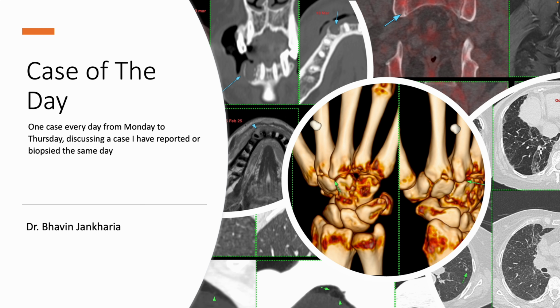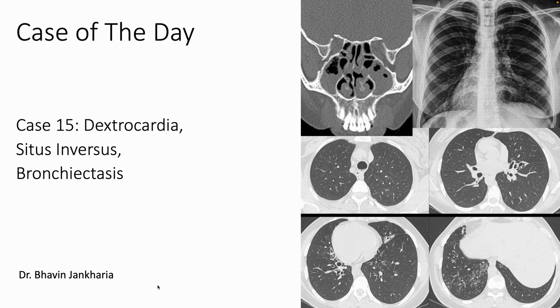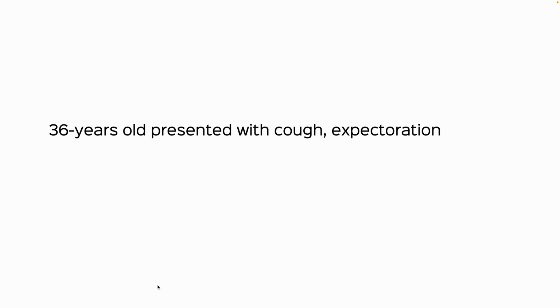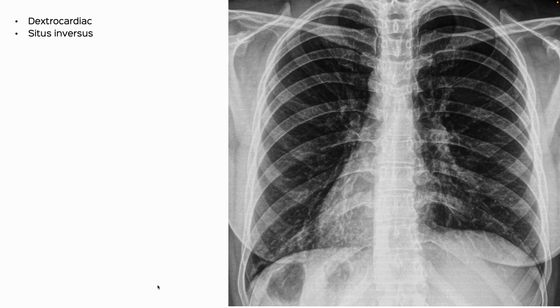One case every day from Monday to Thursday, discussing a case I've reported or biopsied the same day. And so this is today's case: dextrocardia, situs inversus, and bronchiectasis. This 36-year-old presented with cough and expectoration.